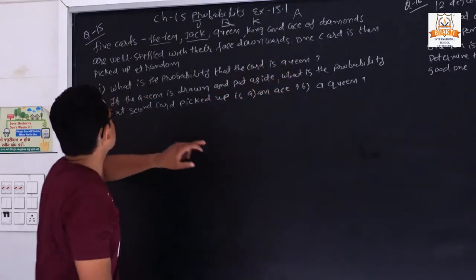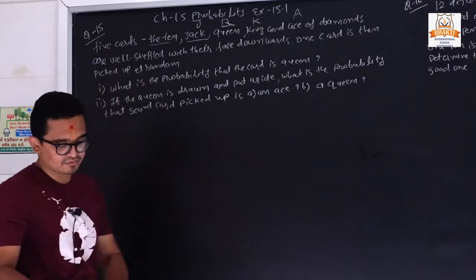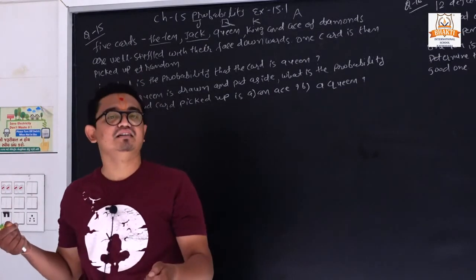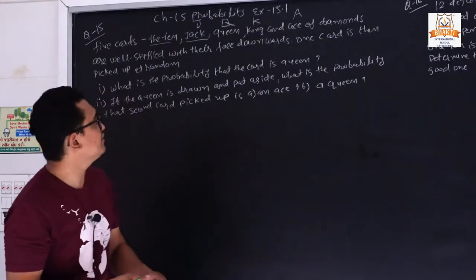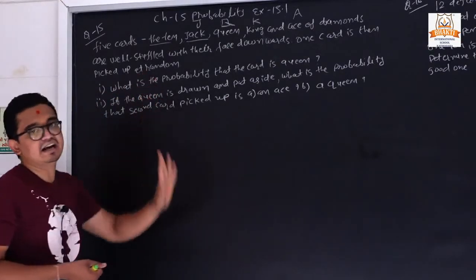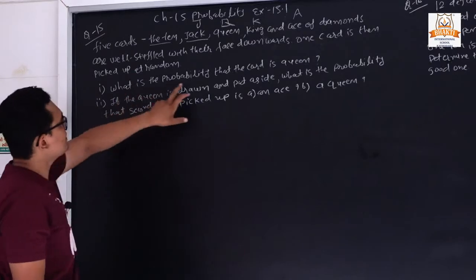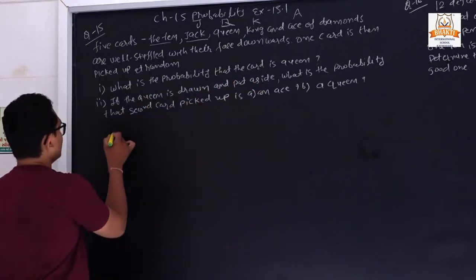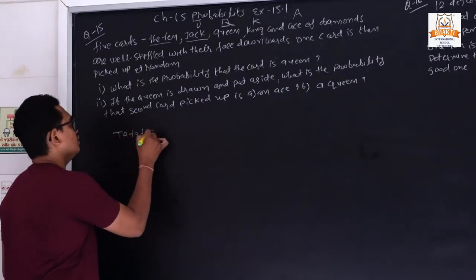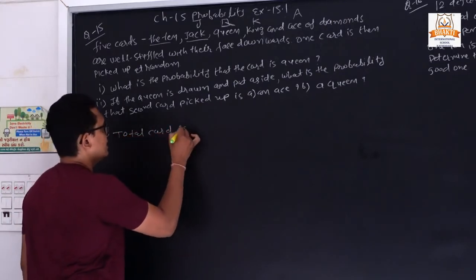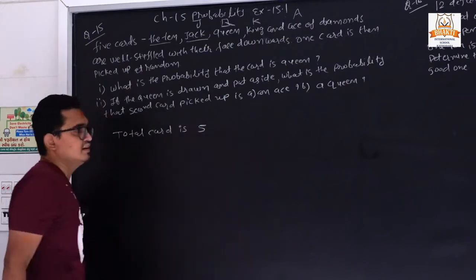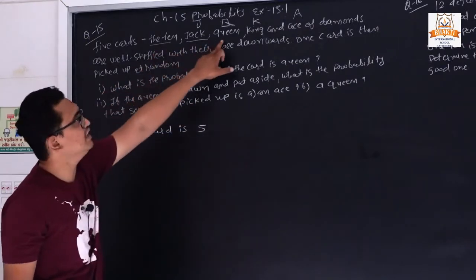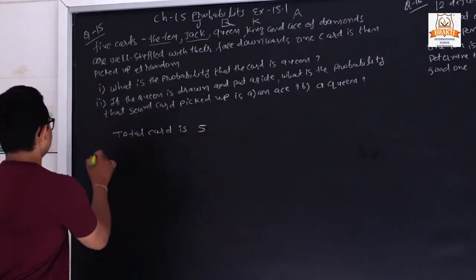One card is then picked up at random. So from 5 cards I am taking one card, picked at random. What is the probability that the card is a queen? First of all, the total number of cards is 5, and out of 5 cards how many are a queen? Only one.